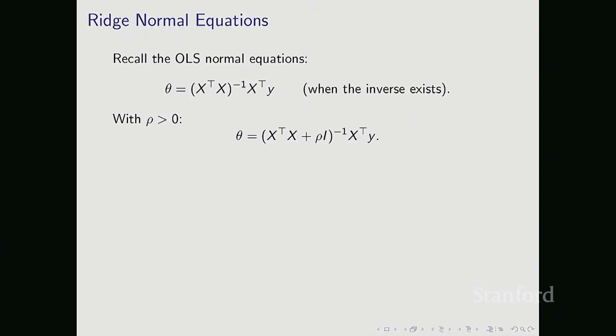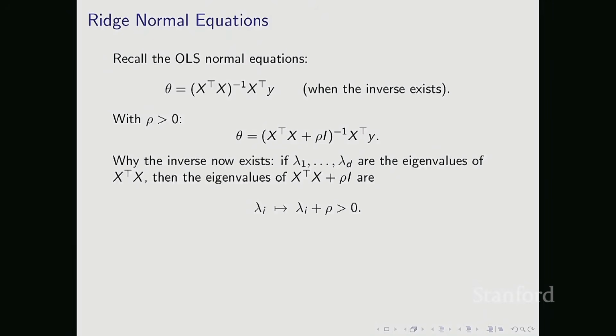All right. So now when the inverse exists, if lambda 1, lambda 2, through lambda d are all the eigenvalues of the dimensions that we have, the eigenvalues of this thing are all shifted by a constant rho. This is the bias, right? We're shifting this thing in some direction. But the advantage we get is that now this is full rank.